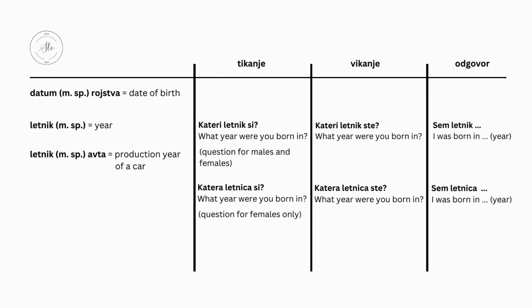Next up, we have an equivalent of this question, which can be used only for women. If you use tikanje, you can ask katera letnica si? And if you use vikanje, you can ask katera letnica ste? And then you reply sem letnica and add your year of birth. For example, sem letnica 1965.